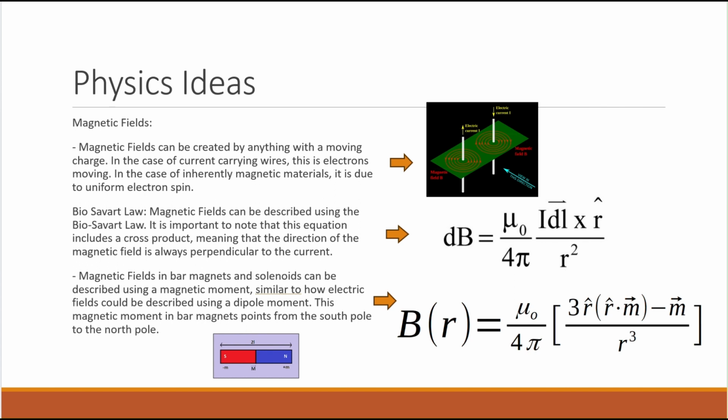So the Biot-Savart law is a way to describe magnetic fields, and you can see the equation there to the right. It's important to know that the equation uses a cross product, meaning that the direction of the magnetic field is always perpendicular to the current, or to whatever charge is moving. So magnetic fields in bar magnets, like shown below there, and solenoids can be described using a magnetic moment, similar to how electric fields could be described using a dipole moment. This magnetic moment in bar magnets points from the south pole to the north pole, and we use the equation there over to the right.